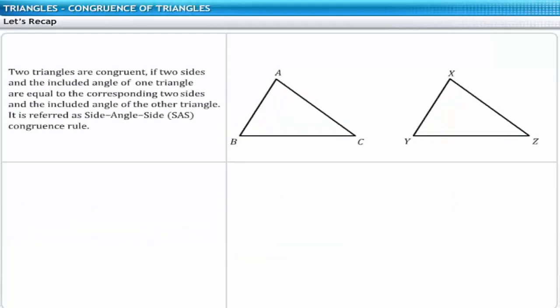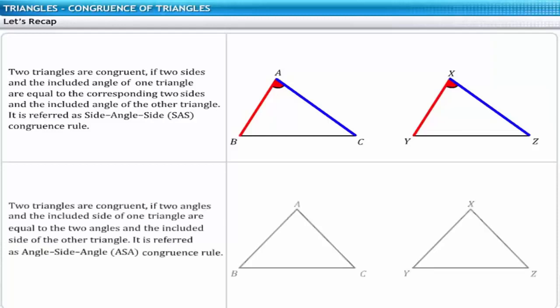Two triangles are congruent if two sides and the included angle of one triangle are equal to the corresponding two sides and the included angle of the other triangle. It is referred to as the side-angle-side or SAS congruence rule.